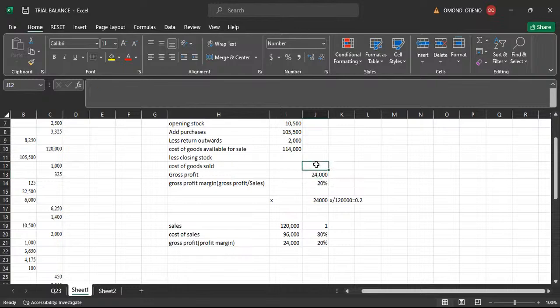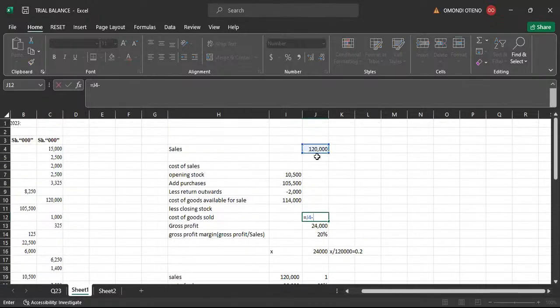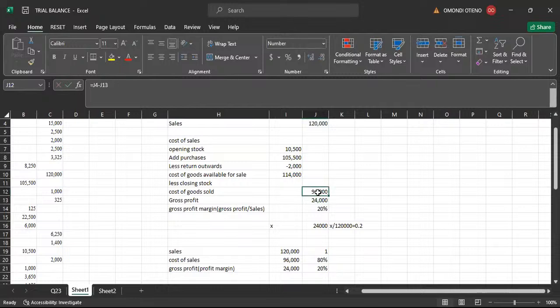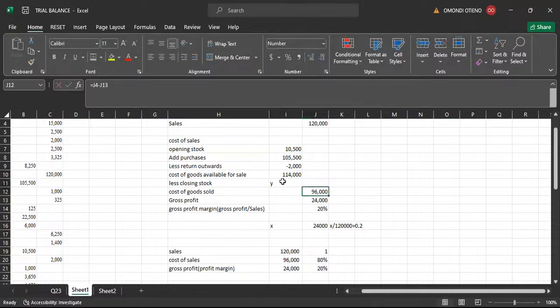Our cost of goods sold is now the difference between sales and gross profit. So it's going to be 120 minus 24,000. Tunapata 96. Cost of goods available for sale is 144,000. For me to get cost of goods sold, I will subtract closing stock. 144,000 minus unknown should give me 96. So what is this unknown that reduces 144 to 96?